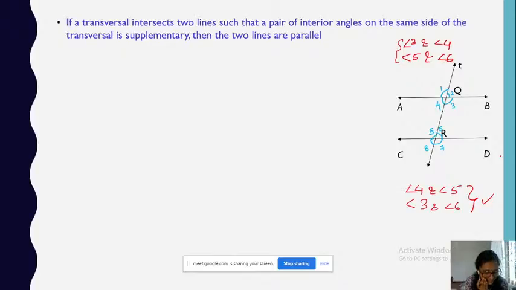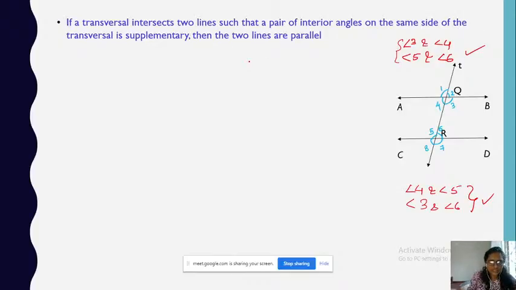Angle 3 and 4, angle 5 and 6, ma'am. Okay, now Ramya is standing here with Vasanda. Okay, now let's look at the pair of interior angles on the same side of the transversal.